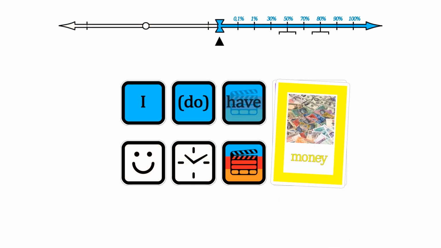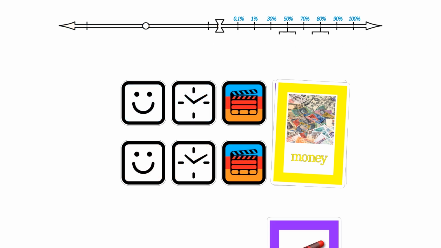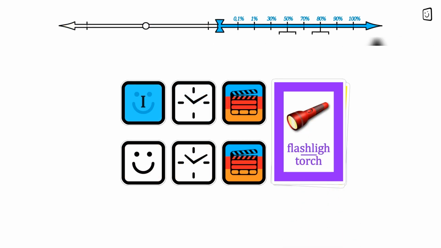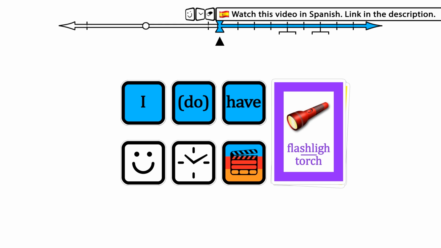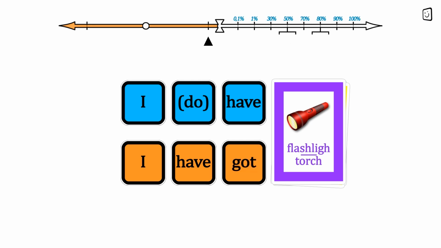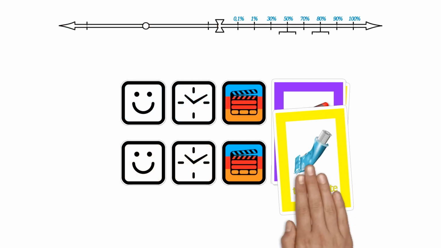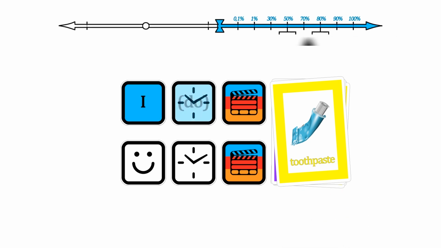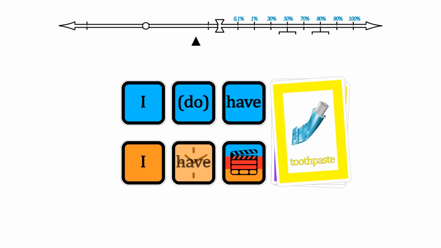One more. I have money, and the other option, I have got money. With a countable word, it's still the same. I have a flashlight, or in the negative sentences, I don't have a flashlight. However, the second case, I have got a flashlight, we will say I haven't got a flashlight. See? Now with an uncountable word. I have toothpaste, or I don't have toothpaste, and I have got toothpaste, I haven't got toothpaste.